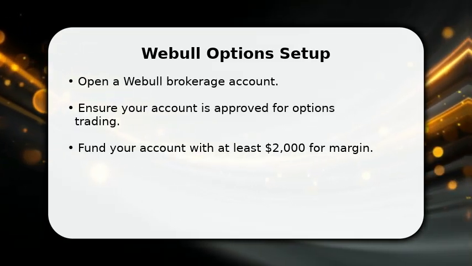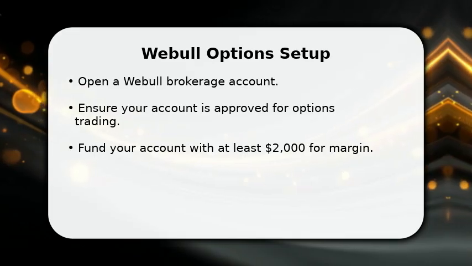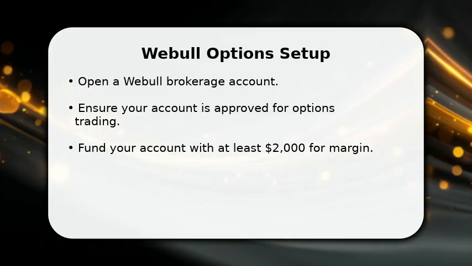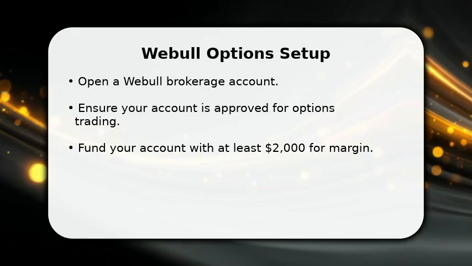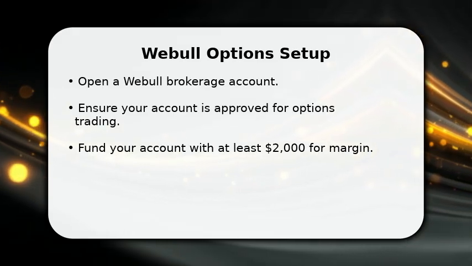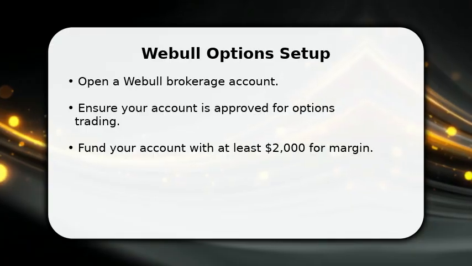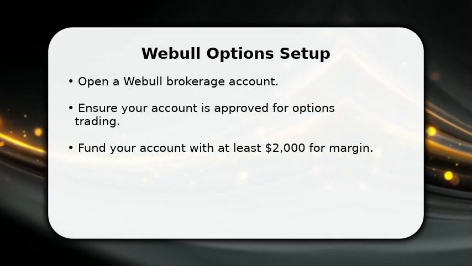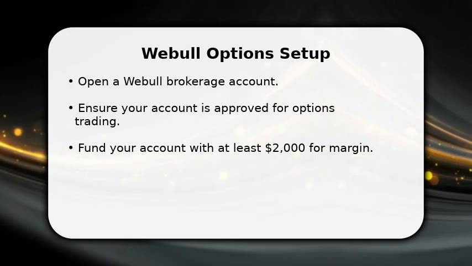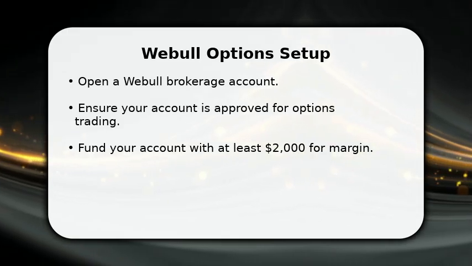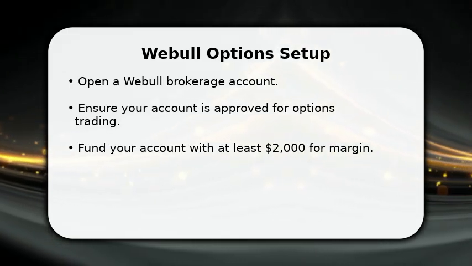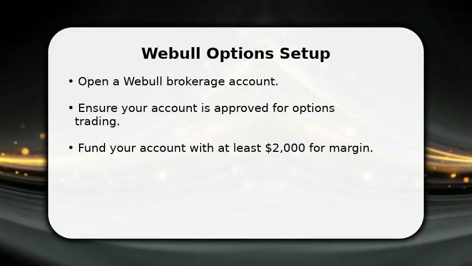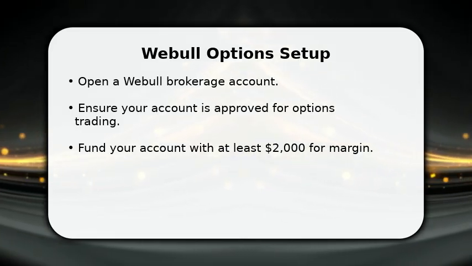First, you'll need to open a Webull brokerage account if you haven't already. Once your account is active, make sure it's approved for options trading. It's also important to fund your account with sufficient capital, ideally at least $2,000, especially if you plan on margin trading. This initial setup is crucial for a smooth start to your options journey.